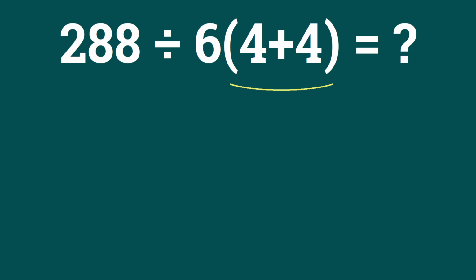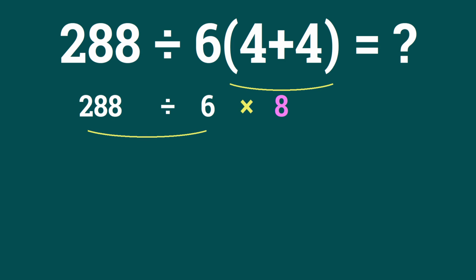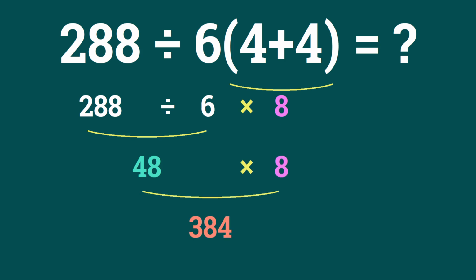So first this parentheses. Inside this parentheses we have 4 plus 4, which equals 8. So 288 divided by 6 times 8. Now we have one division and one multiplication. So we have 288 divided by 6, which equals 48, times 8, which equals 384. And this is our final answer to this problem.